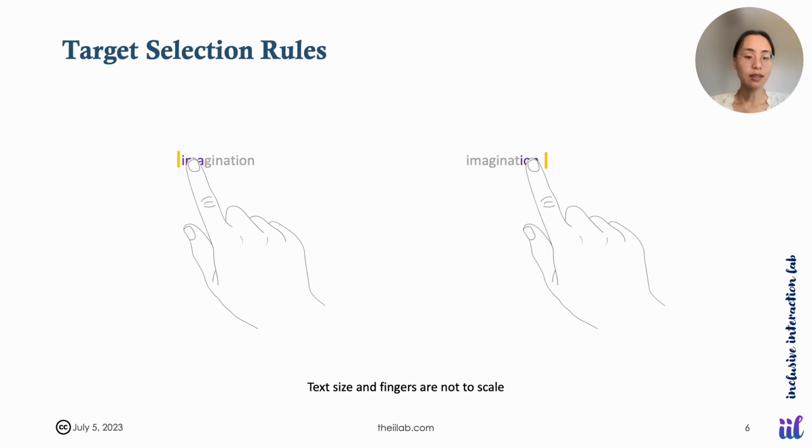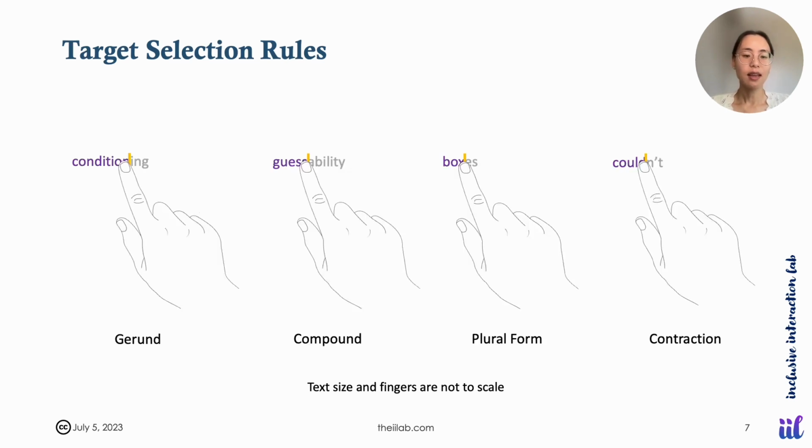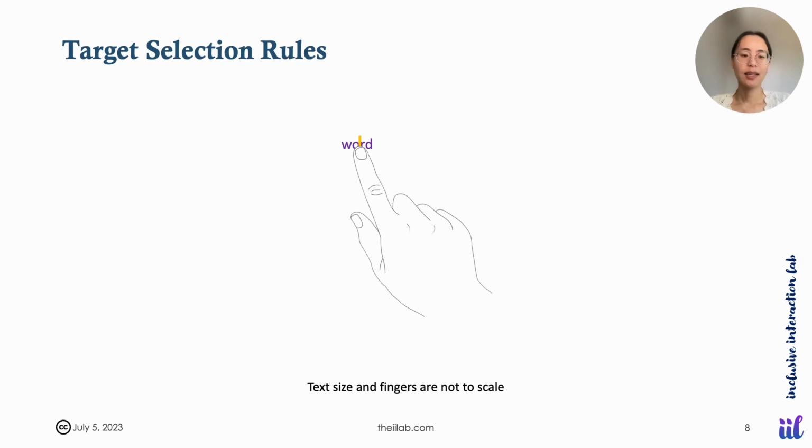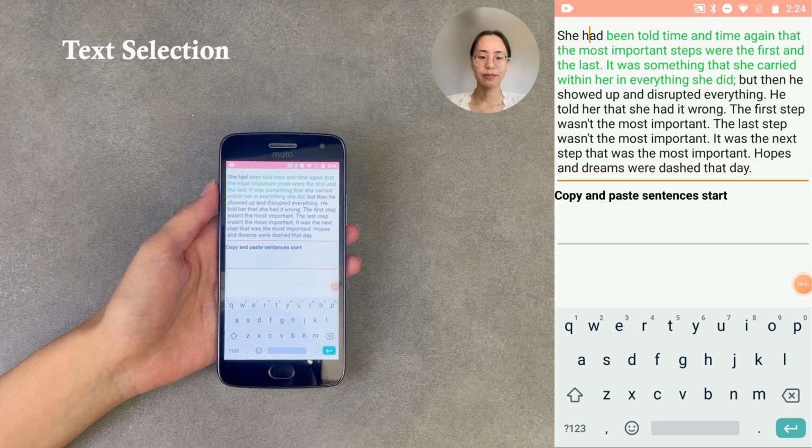First, when the finger lands within 3 characters from the beginning or the end of the word, the cursor is placed at the beginning for the first cursor placement and at the end of the word for the last cursor placement. Second, if the finger lands closer to the middle of a word that is either a gerund, compound, plural form of a word, or contraction, the cursor is placed between the prefix and the suffix. In all other cases, the cursor is placed where the finger lands.